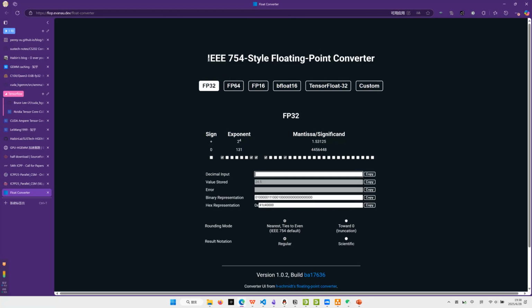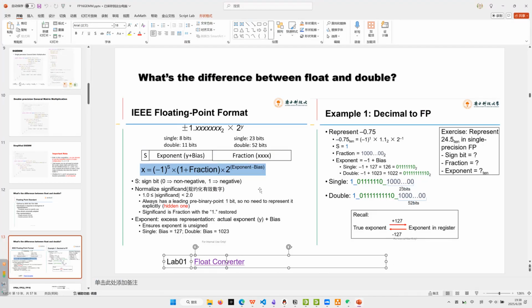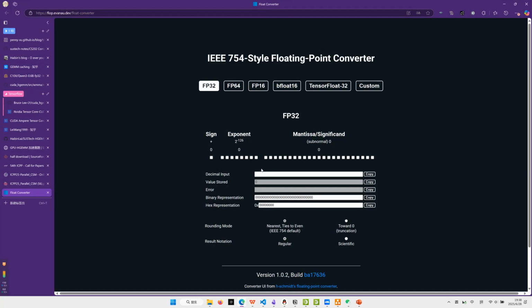Okay, so this is the IEEE converter. Now I want to represent anything. For example, let me give an example. Okay, let's give this exercise as an example: how to translate 25.5 in FP32. And this may be easy.